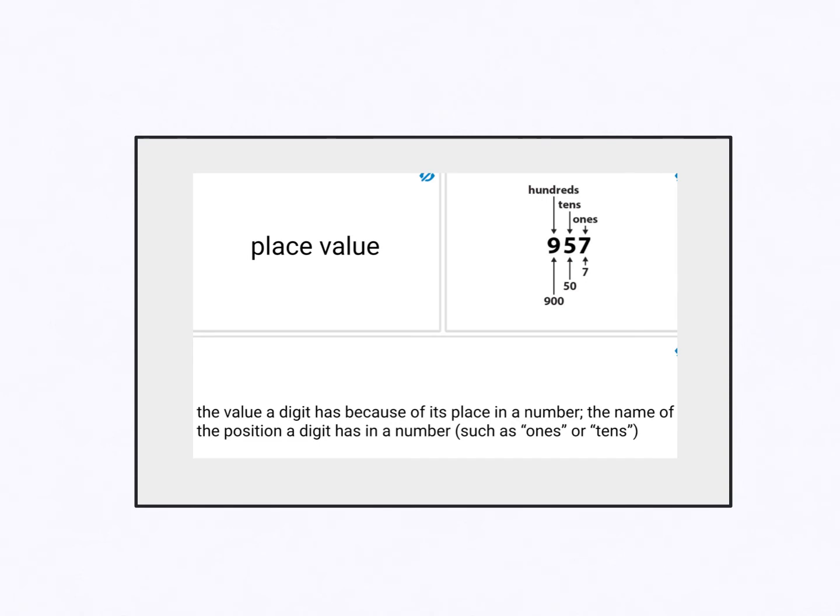Our next vocab word is place value. Place value is the value a digit has because of its place in a number, the name of the position a digit has in a number, such as ones or tens. Today we're just going to be focusing on our ones and tens places, so we're just going to look at these two digits. Right here, 7 is in the ones place, so it's worth 7. And 5 is in the tens place, making it worth 50.